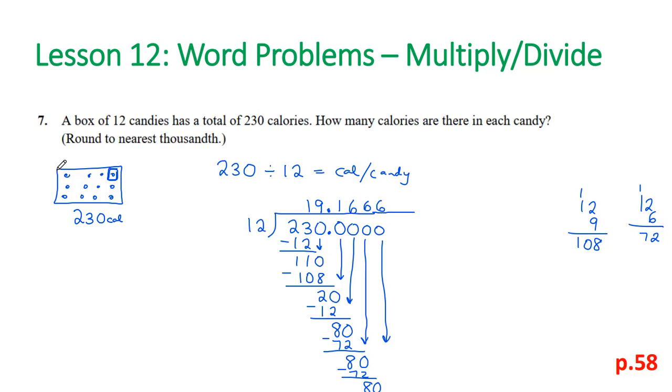Luckily, we're able to round to the thousandths place. And the thousandths place is your third position. So we are going to round up here, and we're going to get 19.167. So there are 19.167 calories in each candy.